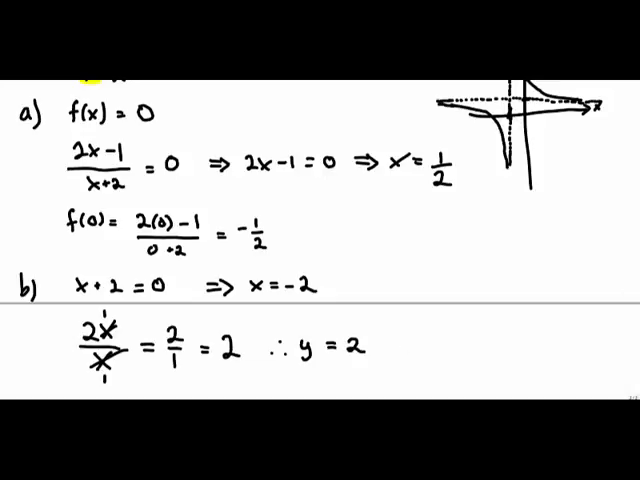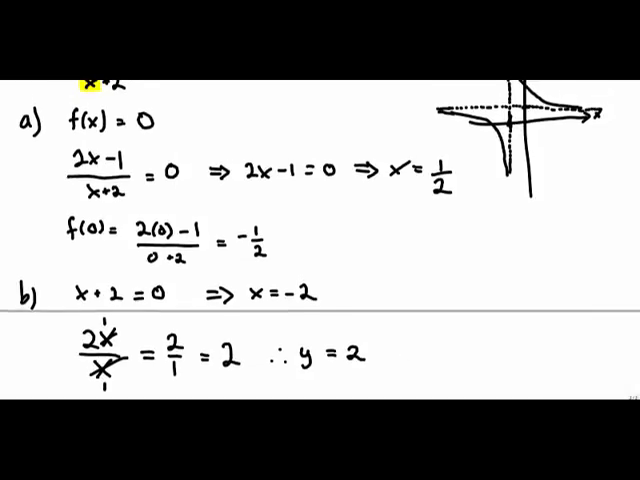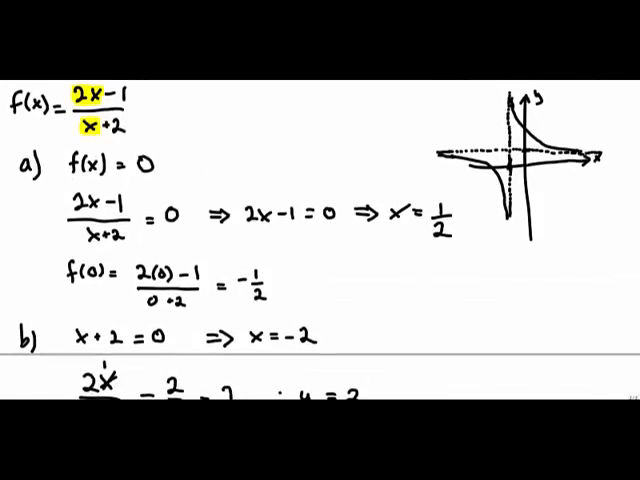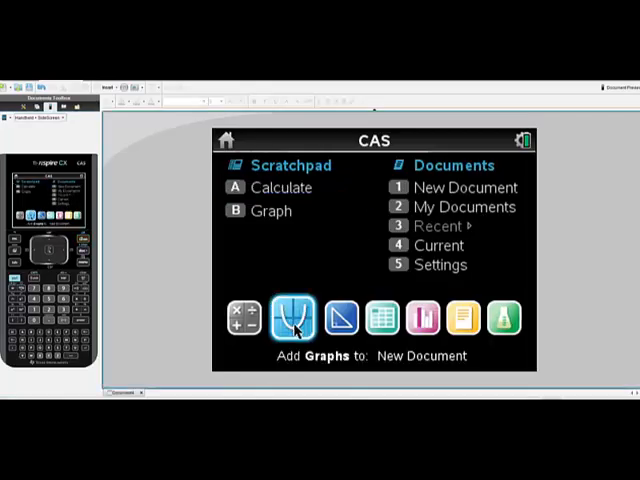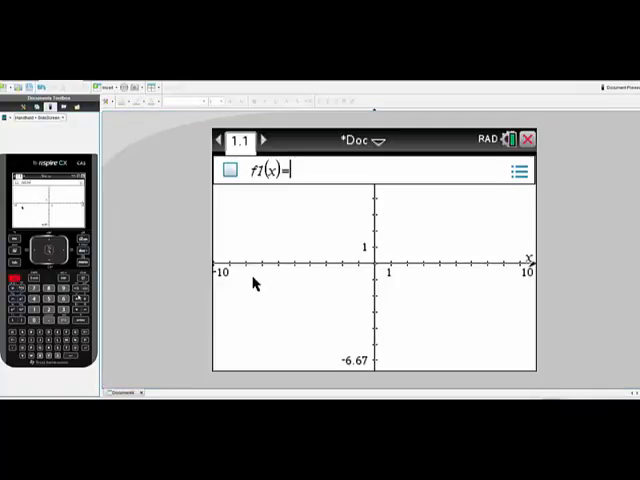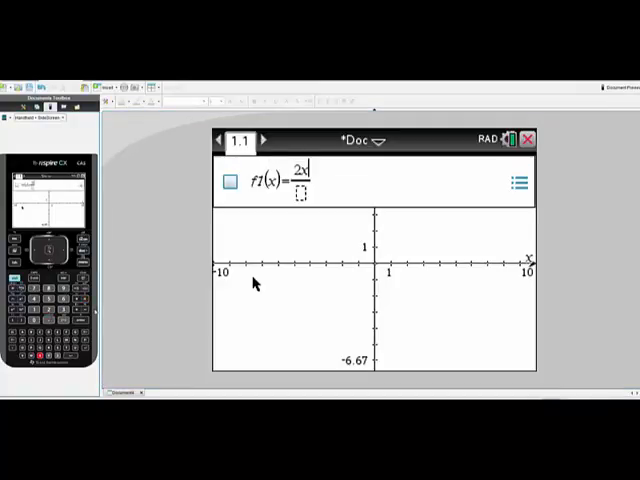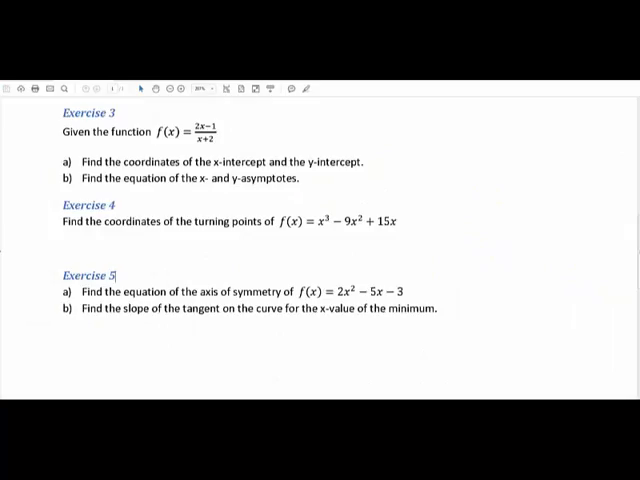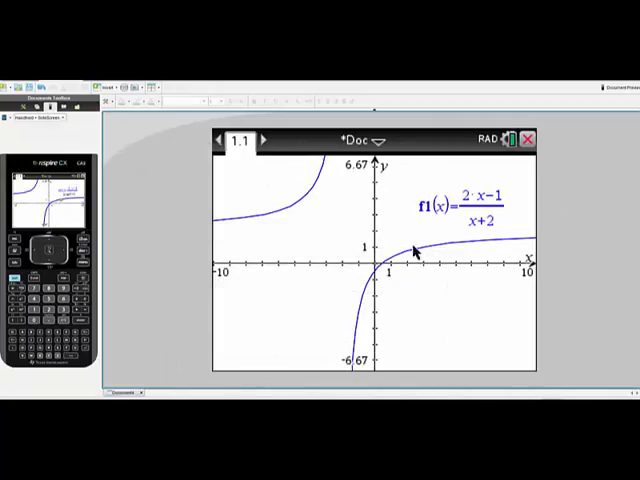That's the equation. Now let's check if we were correct. So 2x minus 1 over x plus 2. It'll look something like this. Was that the function? 2x minus 1 over x plus 2. Okay, so what did we get?